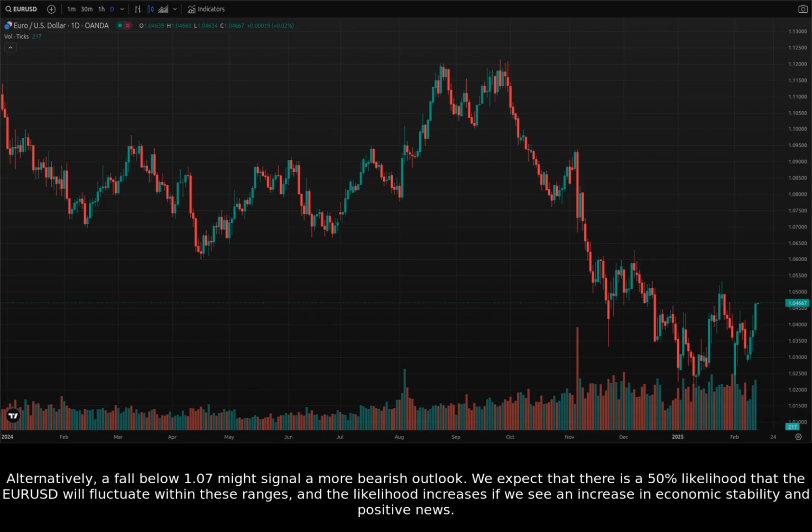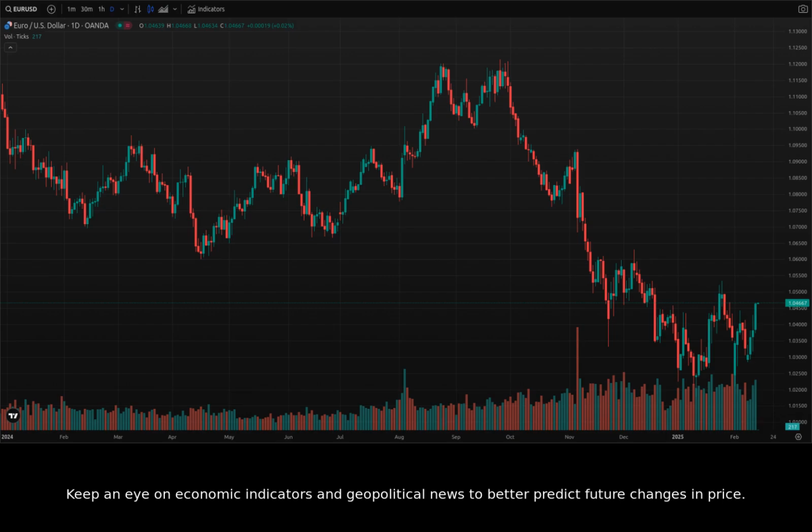We expect that there's a 50% likelihood that the EURUSD will fluctuate within these ranges, and the likelihood increases if we see an increase in economic stability and positive news. Keep an eye on economic indicators and geopolitical news to better predict future changes in price.